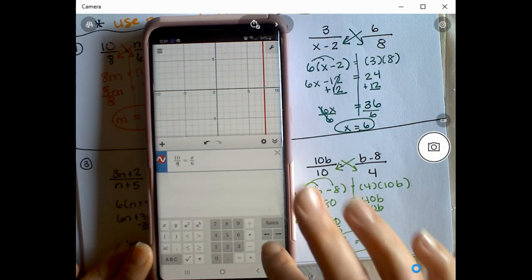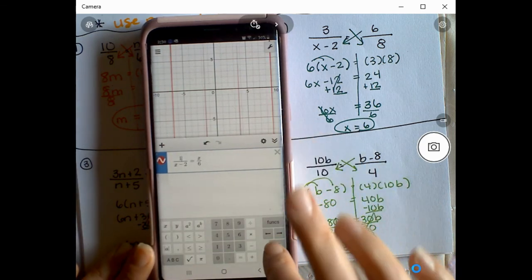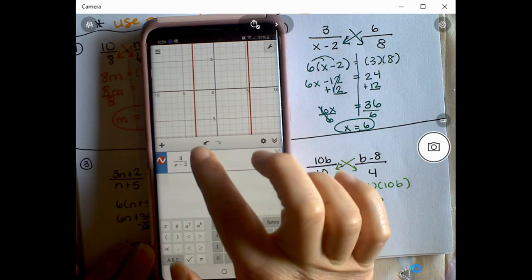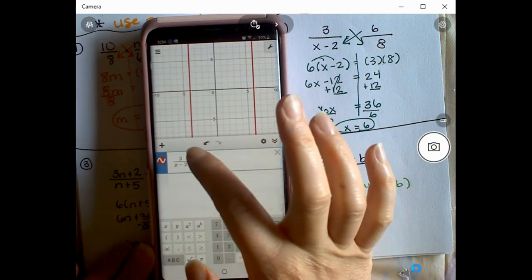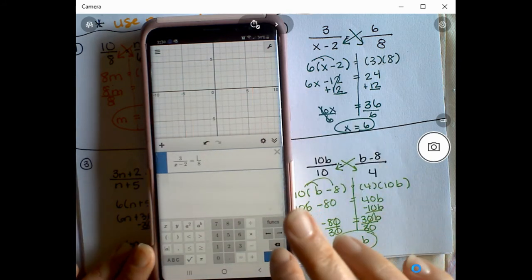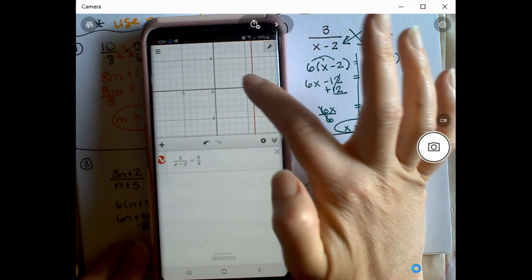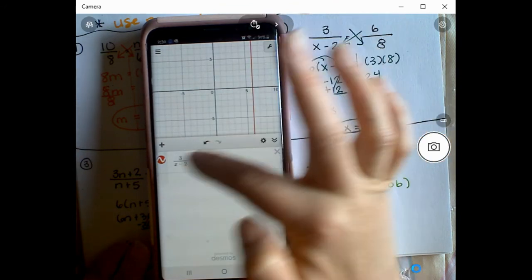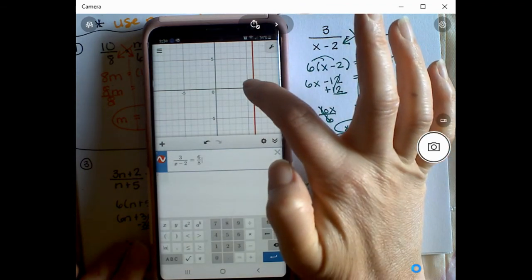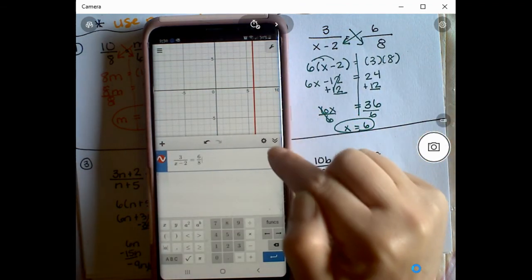Let's see. We have x minus 2 on the bottom. We have 3 in the numerator. On this one, we have 8 in the denominator. And we have 6 in the numerator. The answer via Desmos, the x-intercept. Why won't it do it? I don't know why it's not working, but you can see right there the answer is 6.